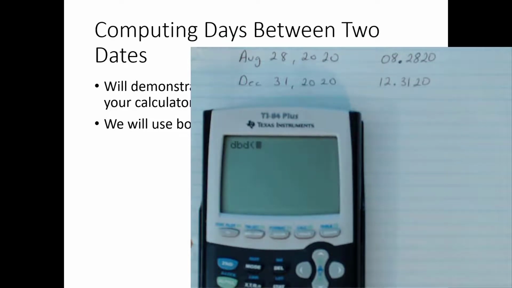If it's not 2 numbers, then weird things can happen. So I punch in 08.2820, assume you know how to do that. Okay, that goes into my calculator, comma, and then the next date, 1/12/3120, and then I close the bracket and I push enter. And I get 125 days. Okay, so 125 days from today's date until the end of the year. Okay, so we have that.